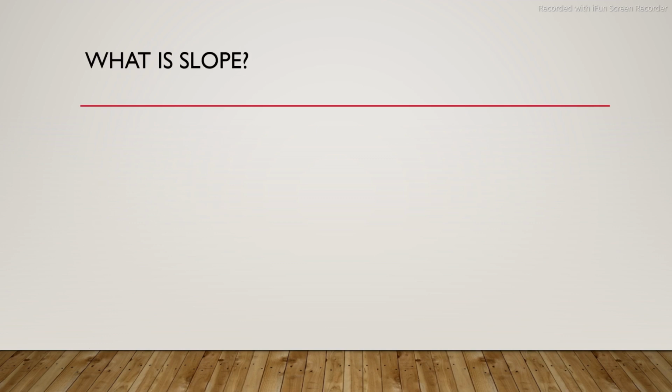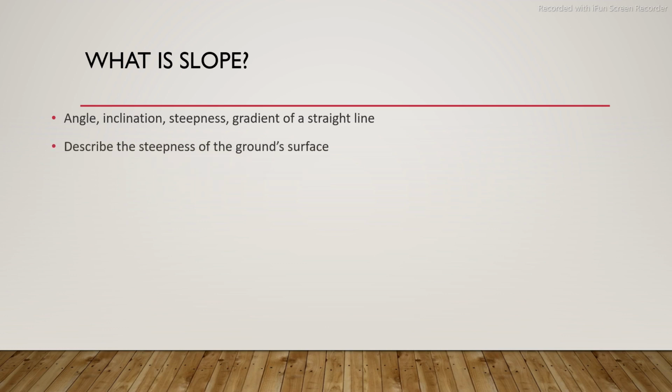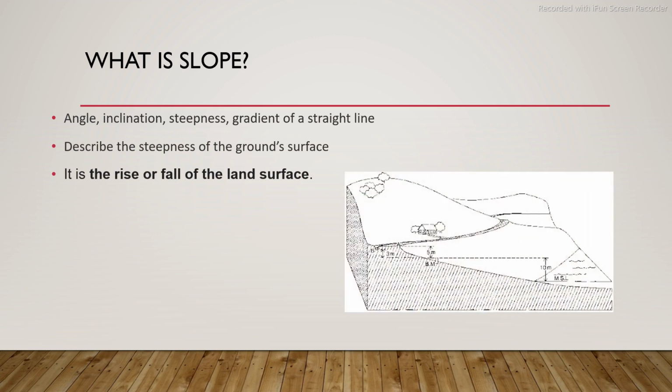So first of all we should know what slope is. We can say that slope is an angle. It can be defined as the angle, inclination, steepness or gradient of a straight line. Slope describes the steepness of the ground surface, and it is the rise or fall of the land surface. Here you can see an example of different types of rise or fall of the land surface.